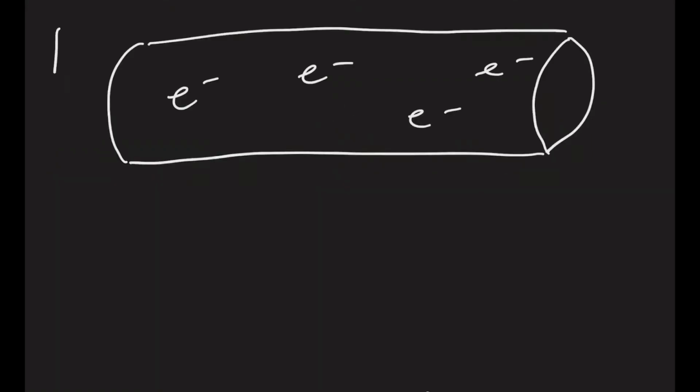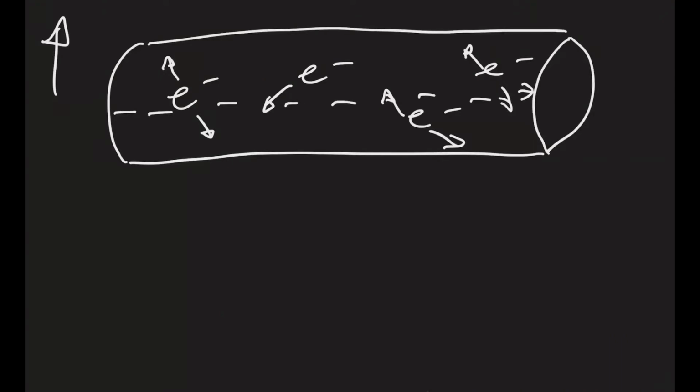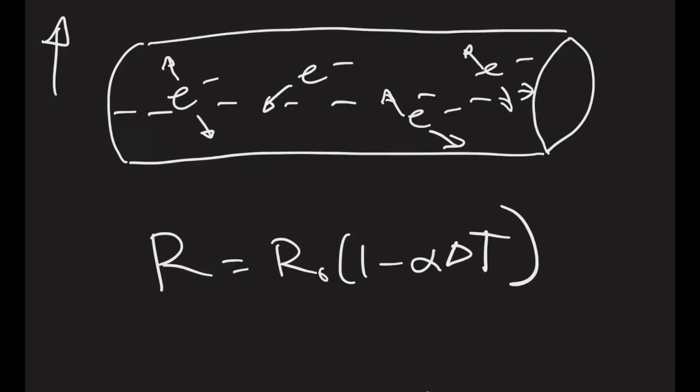As a conductor gets hotter, the atoms in it and the electrons moving through it have more energy, which causes them to bounce around a lot more, which also causes more collisions. With so much movement of electrons, it becomes much harder for a current to travel through the substance. This can be represented by this equation, R equals R naught times 1 minus a constant alpha times the change in temperature. In this equation, the resistance and temperature are directly proportional. As you increase the temperature, the resistance also increases.